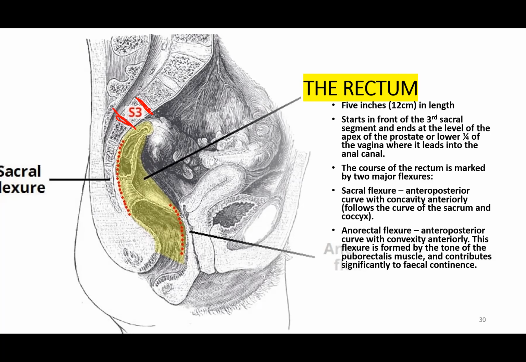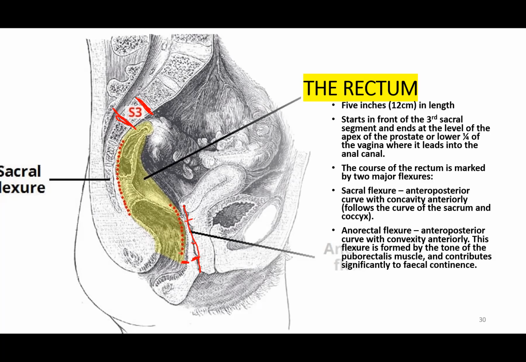And it ends in front of the apex of the prostate in males, or the lower quarter of the vagina in females. If this is the vagina from here to here, and you divide it into 4 segments, the extent of the rectum in females ends in the lower quarter of the vagina.